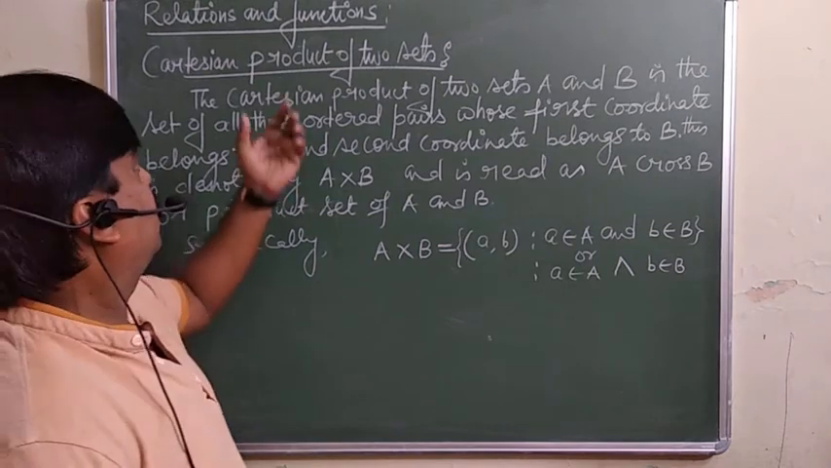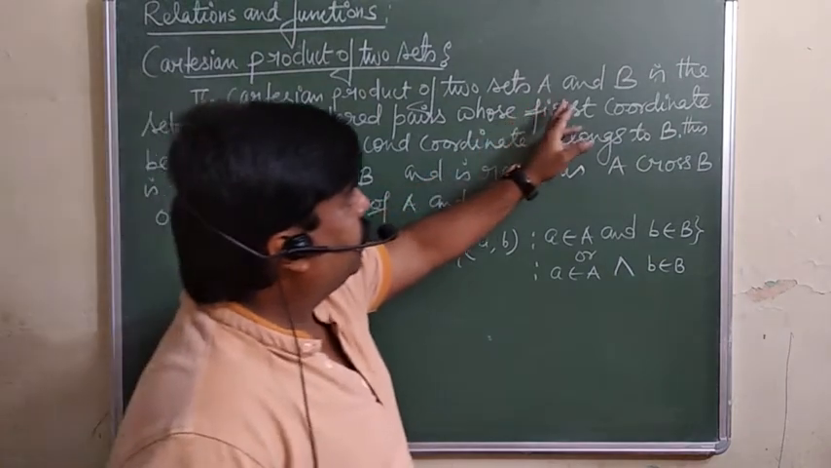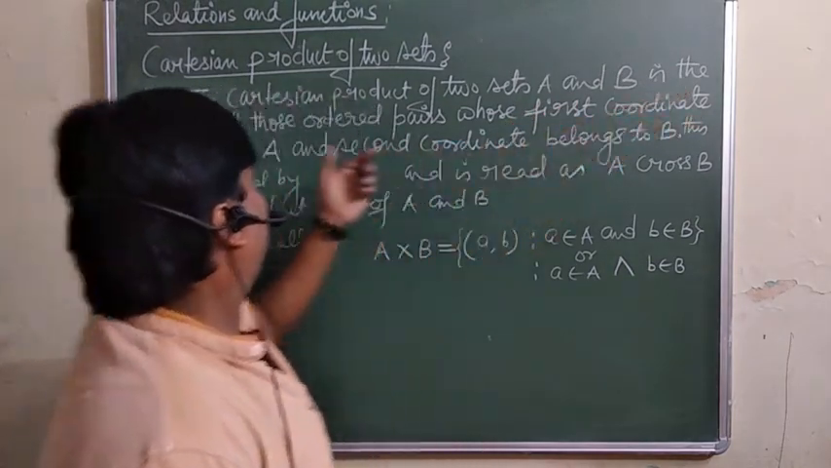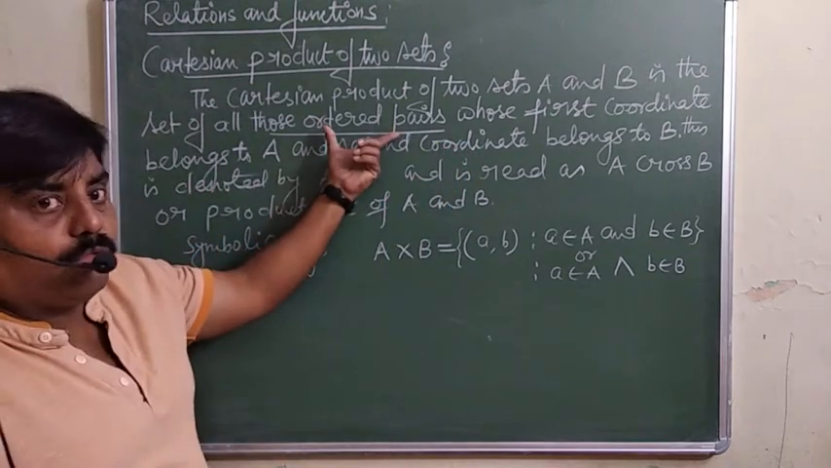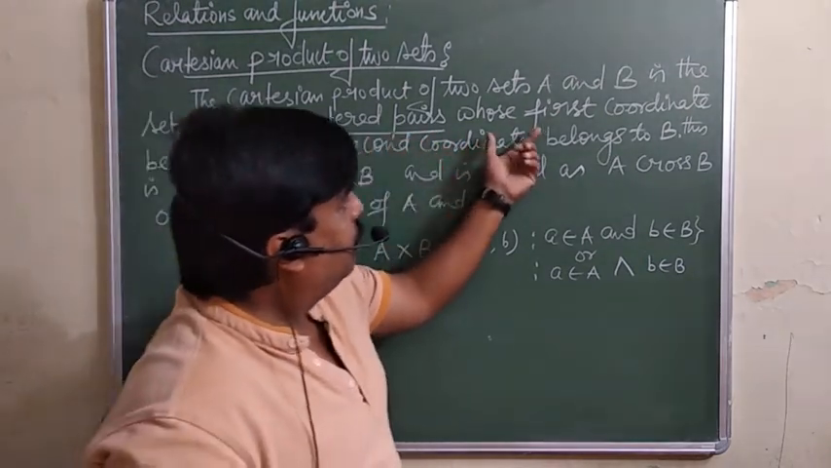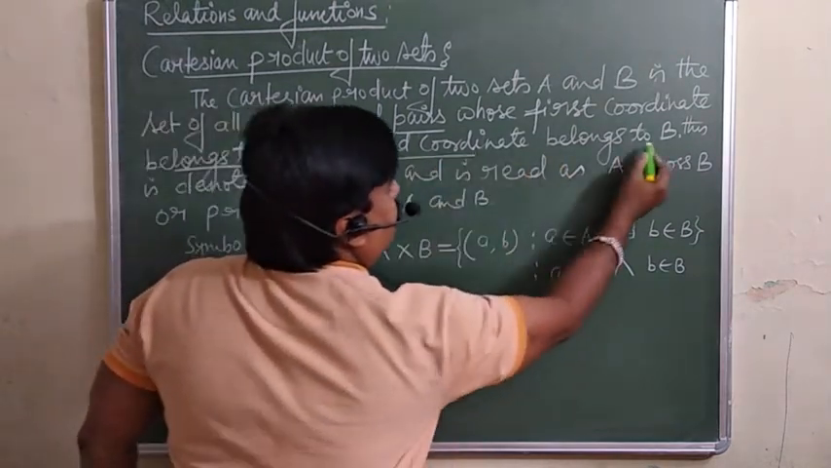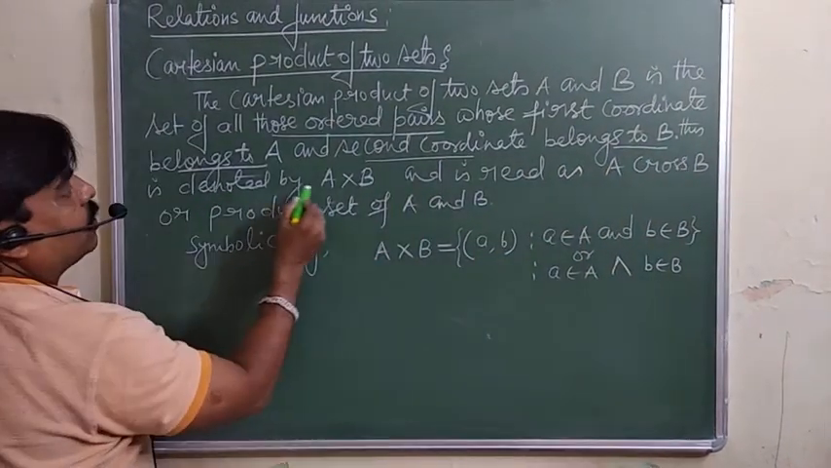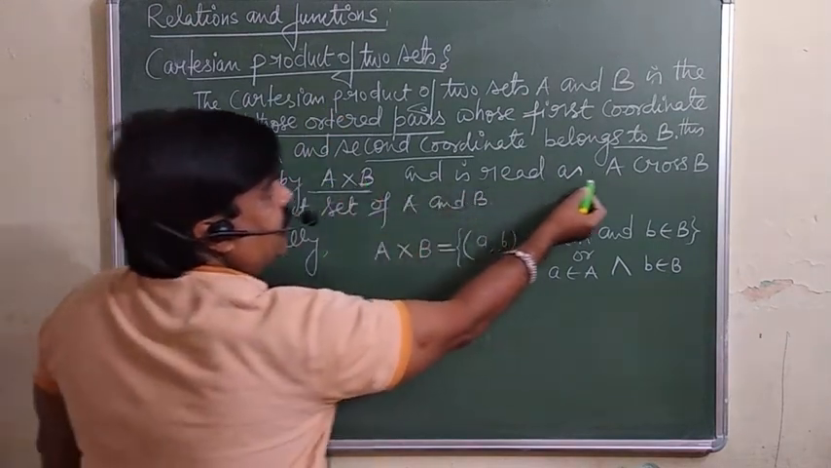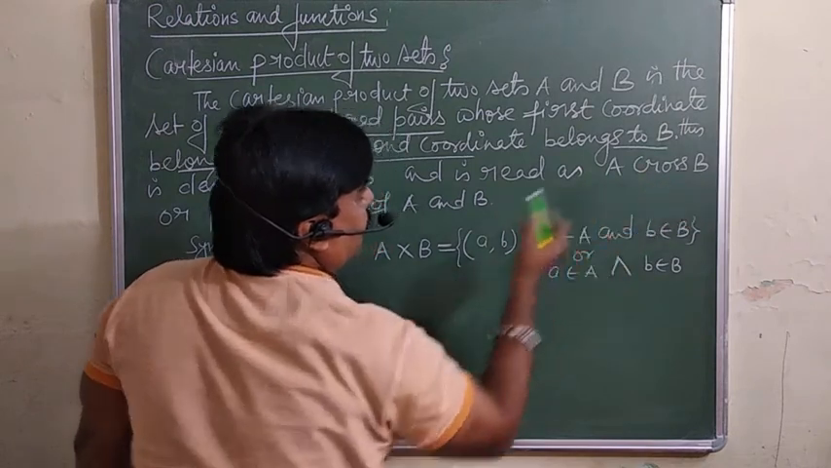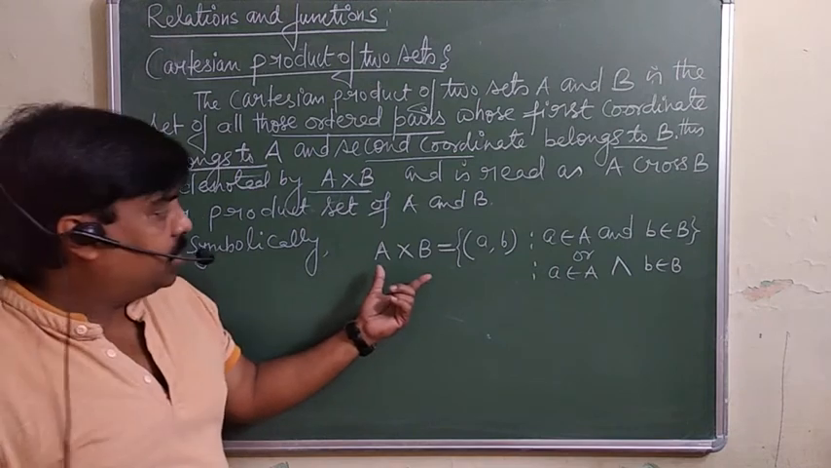Now the Cartesian product of the two sets. The Cartesian product of the two sets A and B is the set of all those ordered pairs whose first coordinate belongs to A and whose second coordinate belongs to B. This is denoted by A cross B. It is read either as A cross B or the product set of A and B.